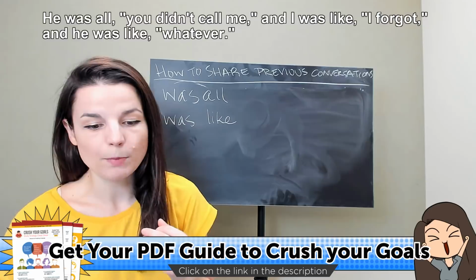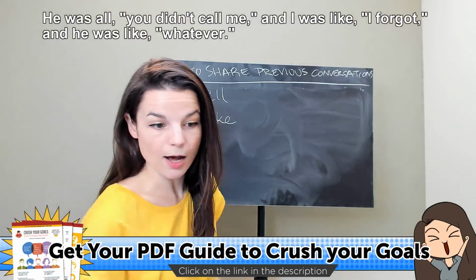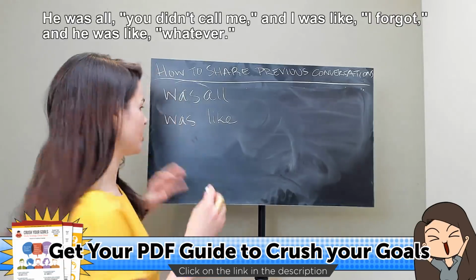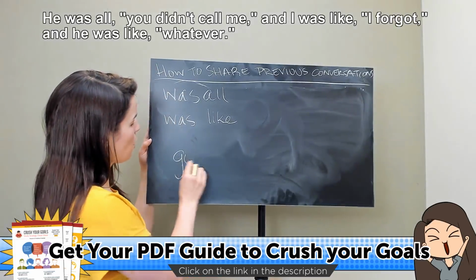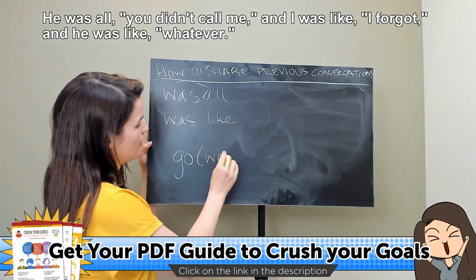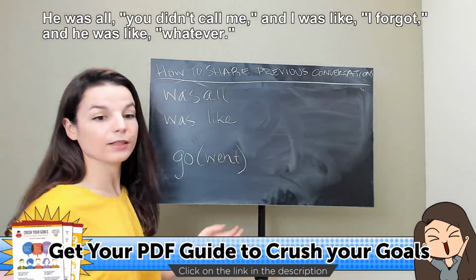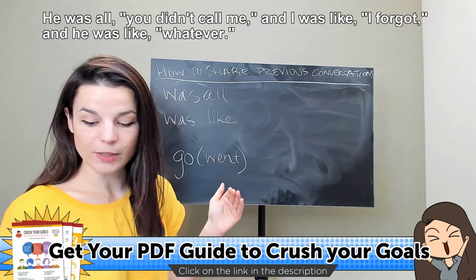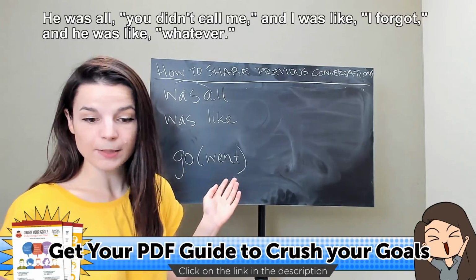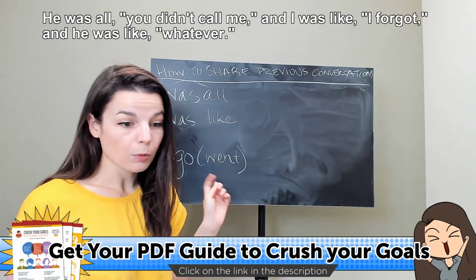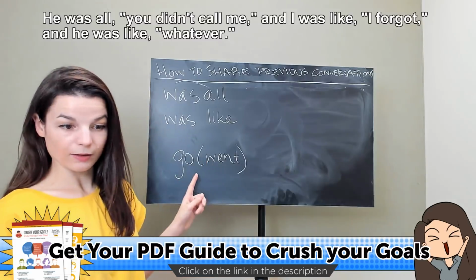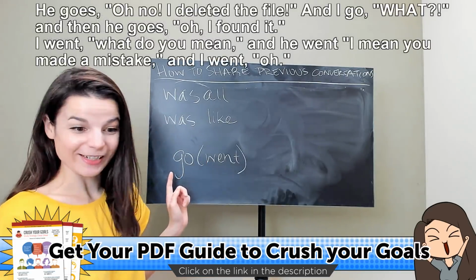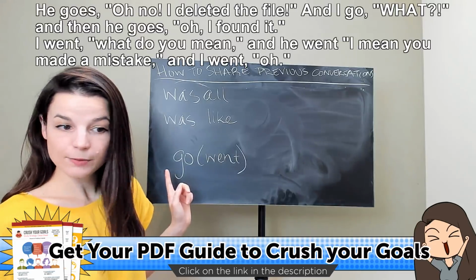Then I want to mention as well a couple of other verbs that you might not think about for speech. They are go, and actually in past tense, went. We use go and went to report speech as well. Go and went. So we'll see an example of this in just a second as well. I have two example sentences so that you can see.